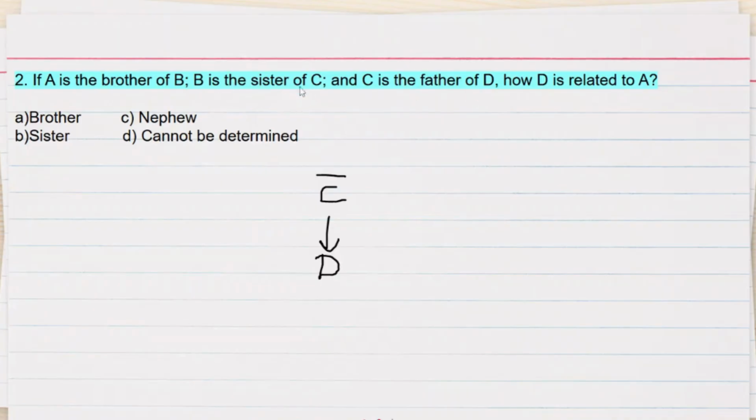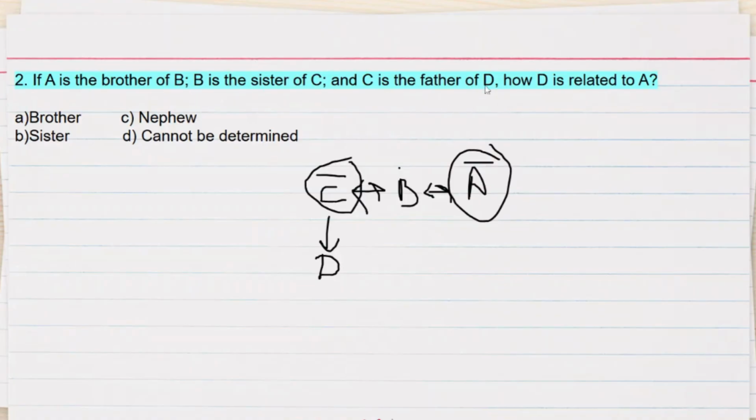B is the sister of C. So it's a sibling relation. So for sibling we'll use two arrows. B is a sister, so obviously we'll use daughter. Now A is the brother of B. A is the brother of B means again sibling, and we'll use dash here. Now B is the sister of C and also A. So A and C are also siblings here. Okay.